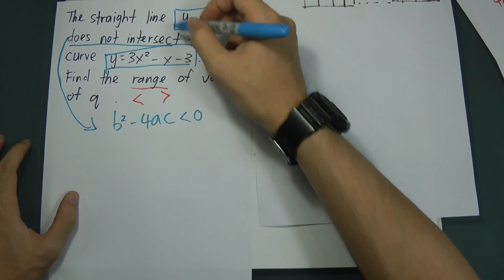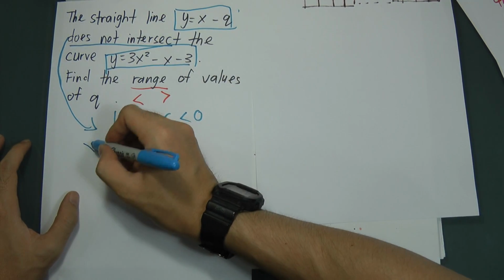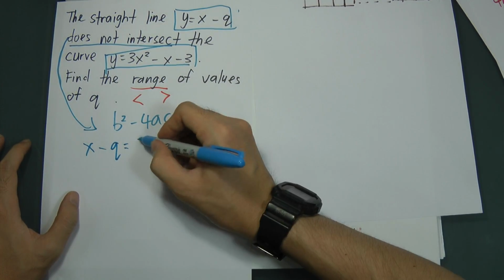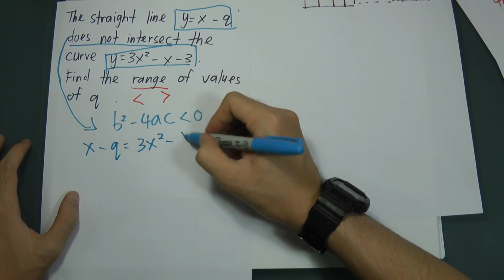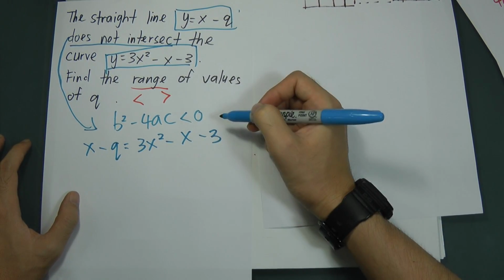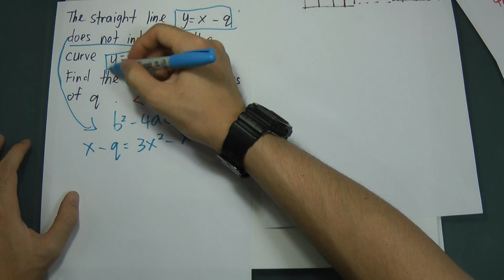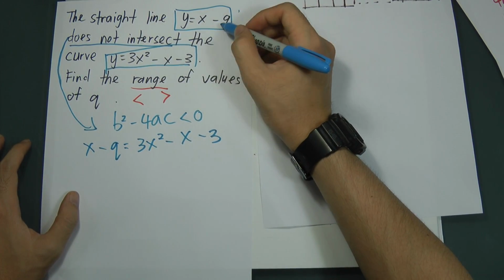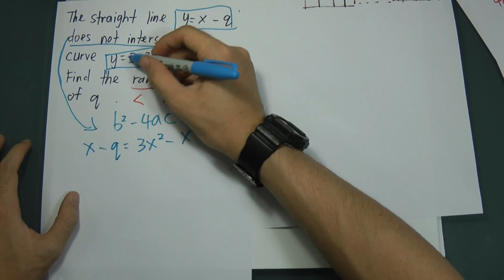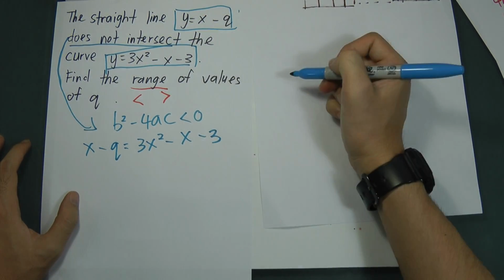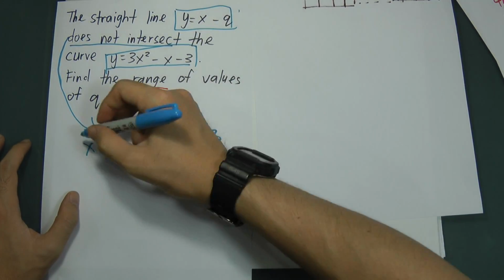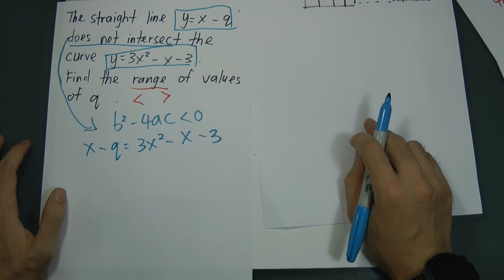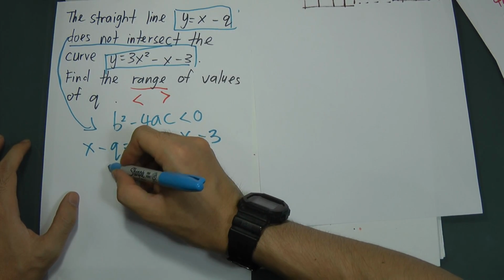So I substitute this one into this one, so I will get x minus q equals 3x squared minus x minus 3. I substitute y into the y, where y is equal to x minus q. So x minus q equals 3x squared minus x minus 3. This equation is simple, and then we change it to general form, which means one side will become 0.